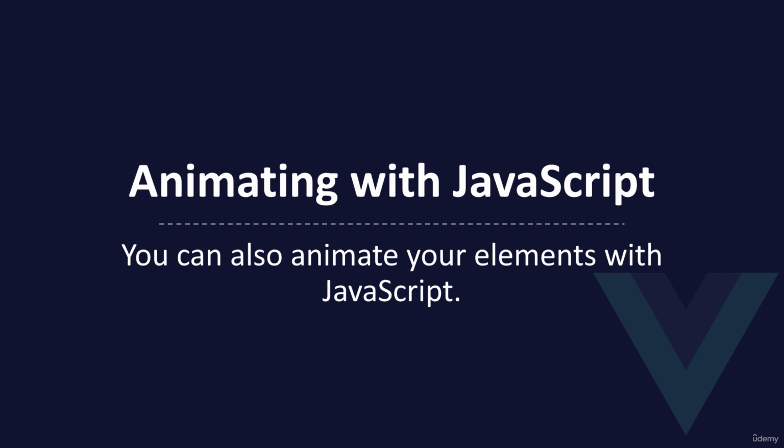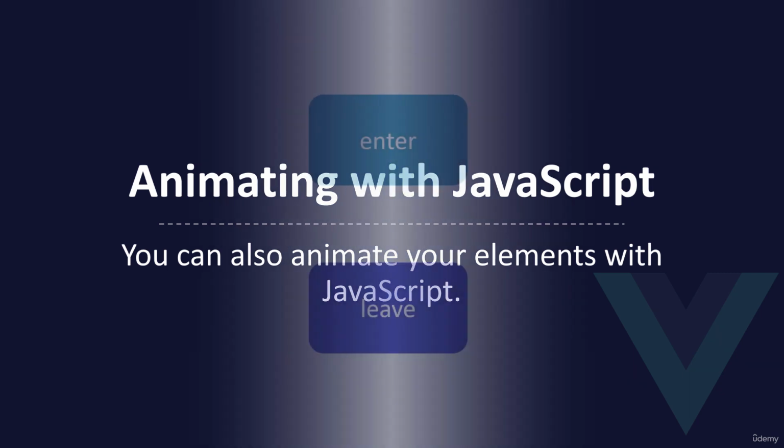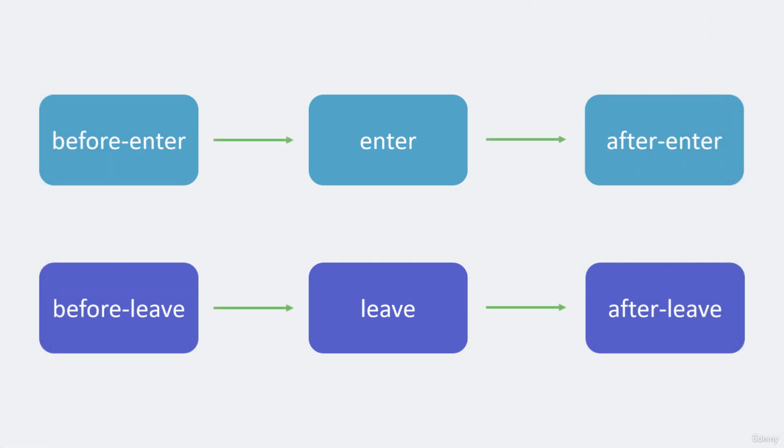CSS is usually the way to go when it comes to animating elements. It's the simplest way of adding animations. At times, you may need more control over the animation. In that case, controlling an animation with JavaScript might be what you need. Vue allows you to animate your elements with JavaScript. It doesn't take much work to get started. Vue will provide you with 3 hooks to use for both entering and leaving animations.